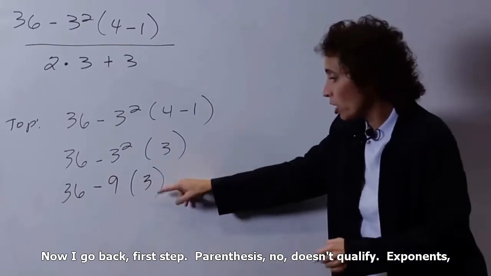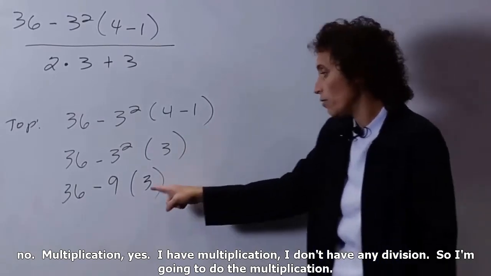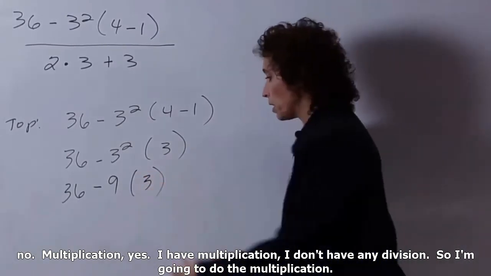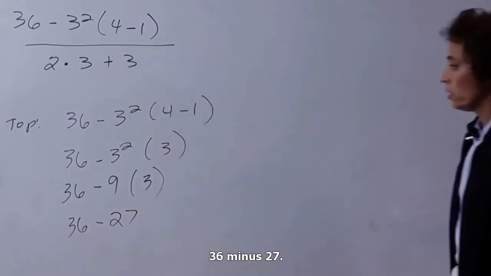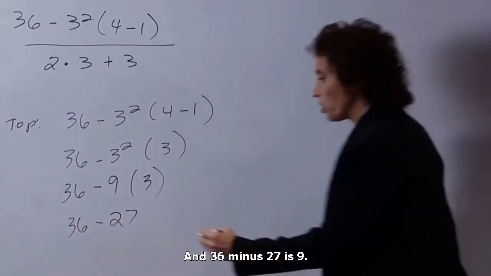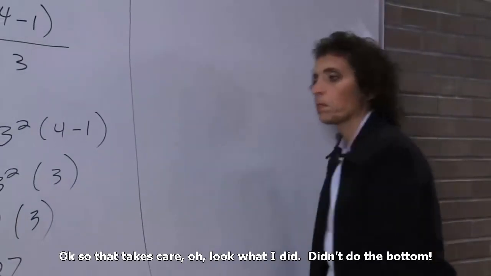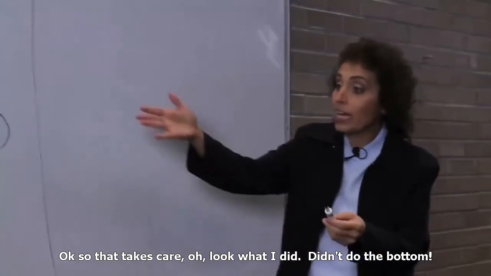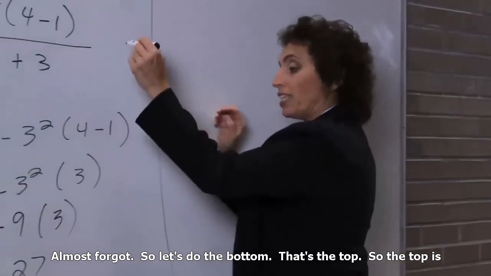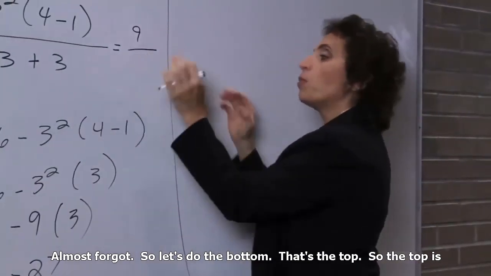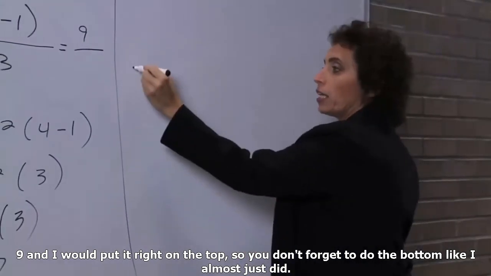Now I go back, first step, parentheses, no, doesn't qualify. Exponents, no. Multiplication, yes. I have multiplication, I don't have any division, so I'm going to do the multiplication. 36 minus 27, and 36 minus 27 is 9. Okay, so that takes care. Oh, look what I did. Didn't do the bottom. Almost forgot. That's the top. So the top is 9, and I would put it right on the top so you don't forget to do the bottom like I almost just did.